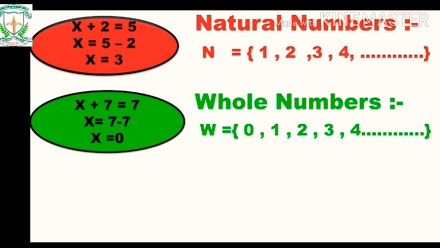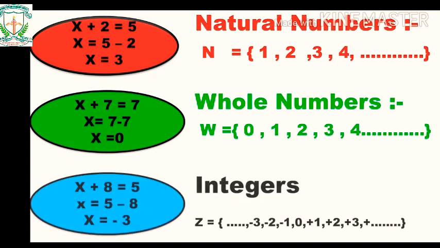So now we can define what a whole number is. Whole numbers are the numbers which start from 0. For example, 0, 1, 2, 3, 4, and so on. Whole numbers are denoted by W. Now, whether we look at natural numbers or whole numbers, at the moment there are no negative numbers. Then we come to integers.